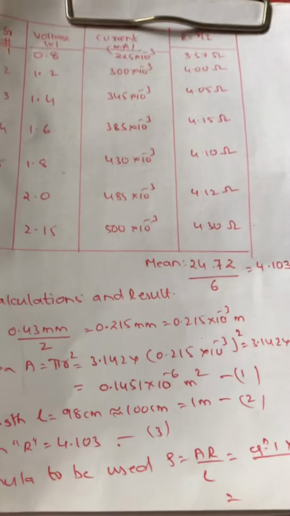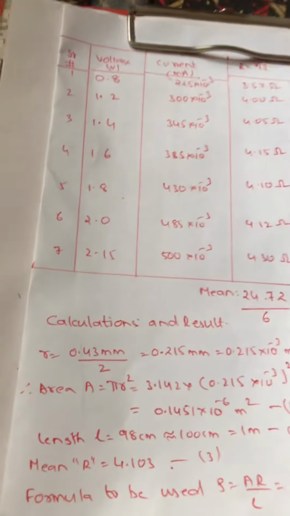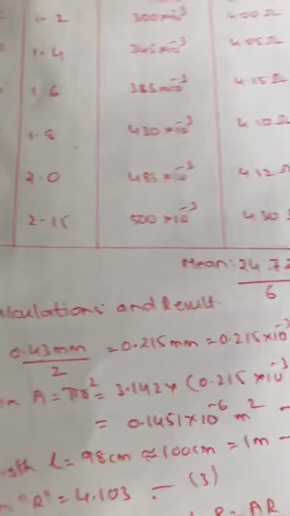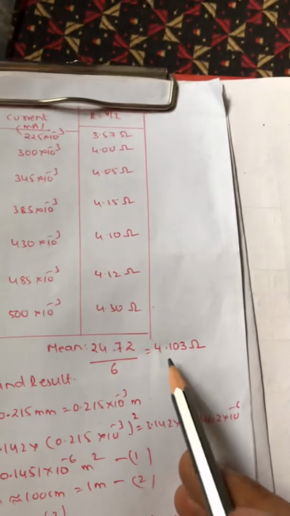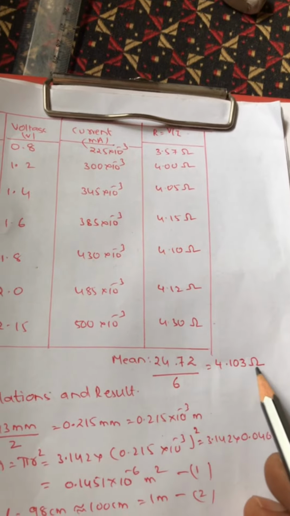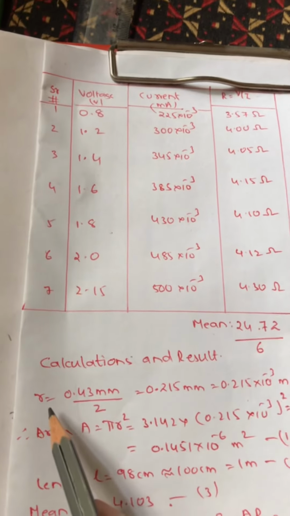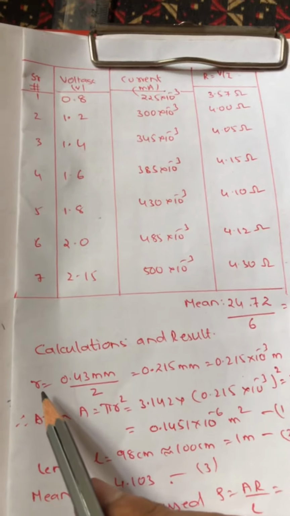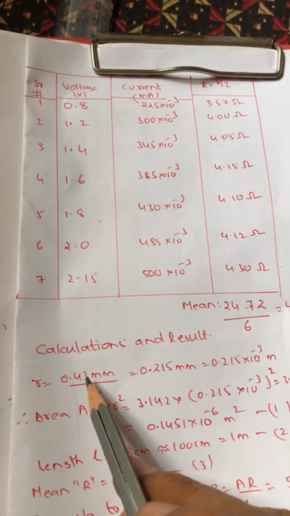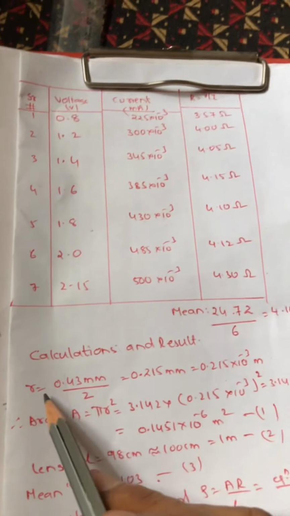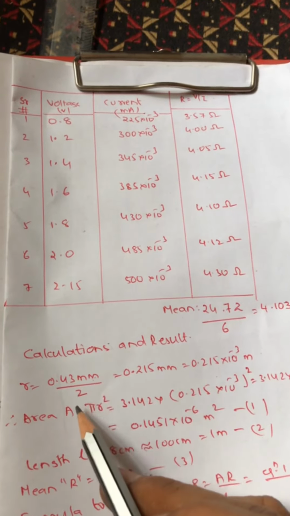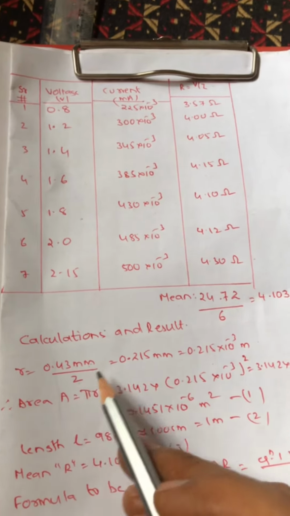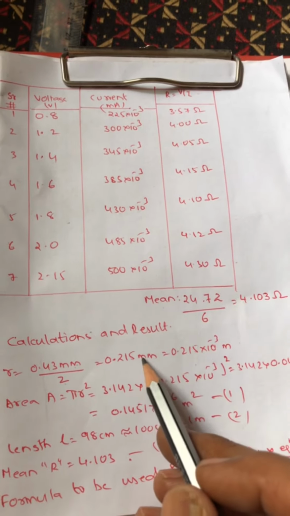Let us now get back to this experiment. Now we'll do the calculations and we'll see what the results are. We have found the mean to be equal to 4.103 ohms. We had found the radius with the help of a screw gauge. The diameter we had found is 0.43 mm. That divided by 2 will give you the radius, which comes to 0.215 mm.